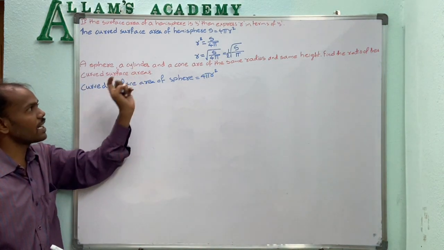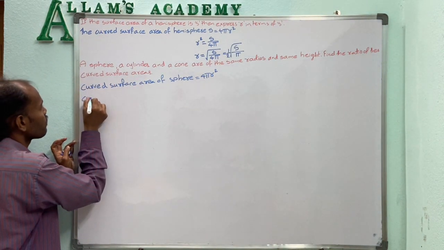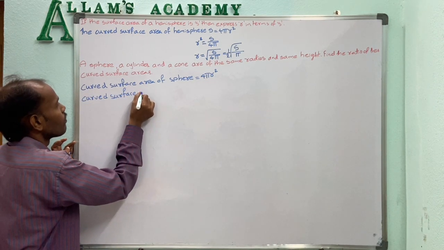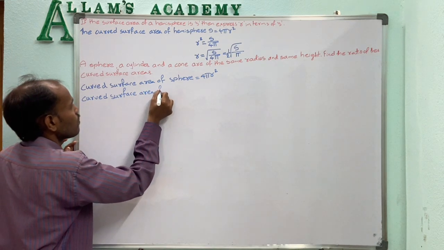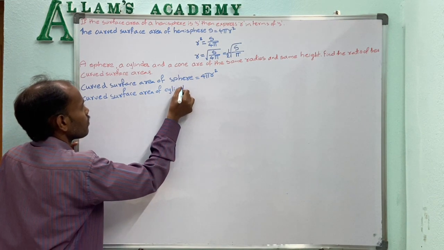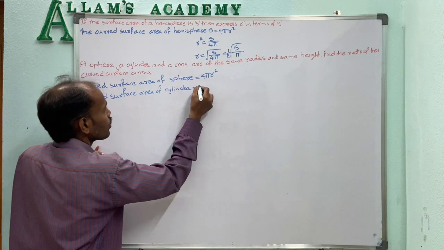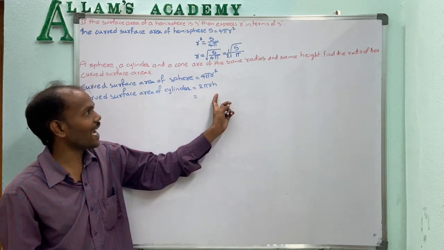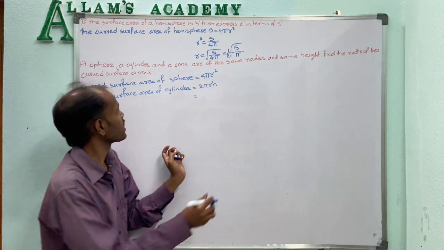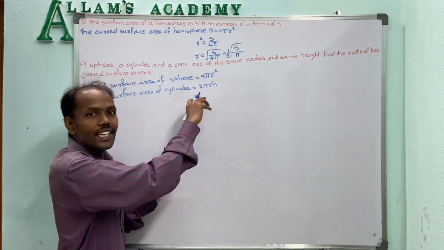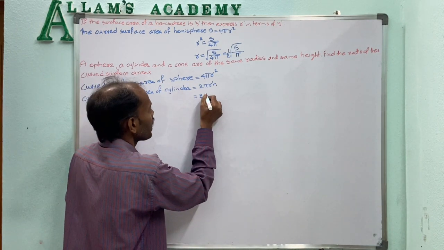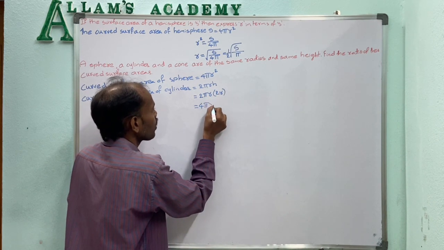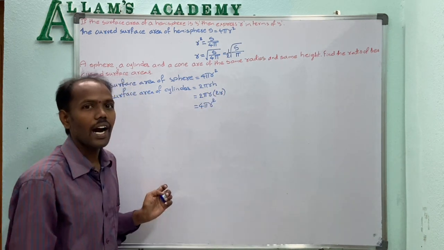Next, the cylinder. Curved surface area of cylinder equals 2 pi r h. So here the cylinder's height is double the radius. That means 2 pi r into 2 r. That is nothing but 2 twos are 4 pi r into r, which is r square.